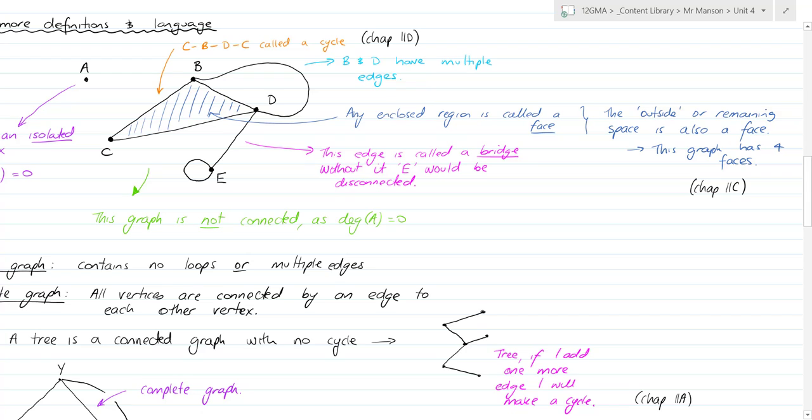So this graph has four faces. Yep. Any questions?